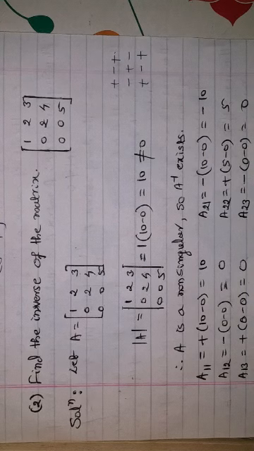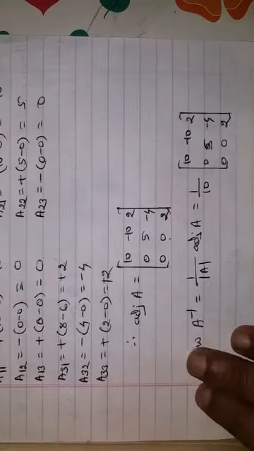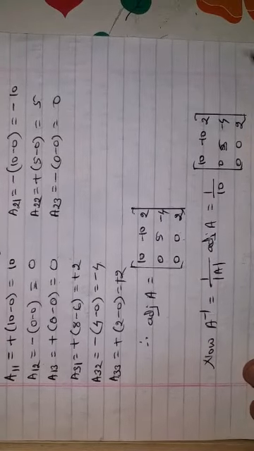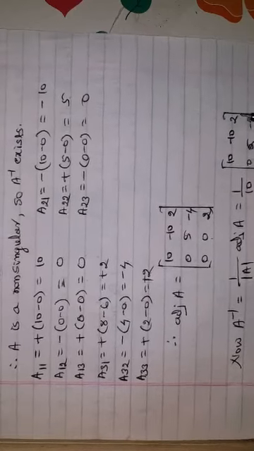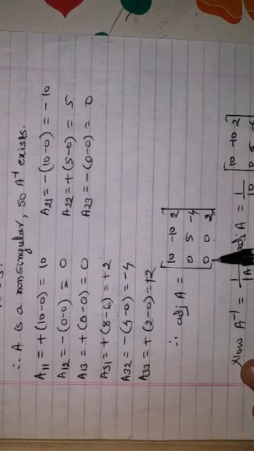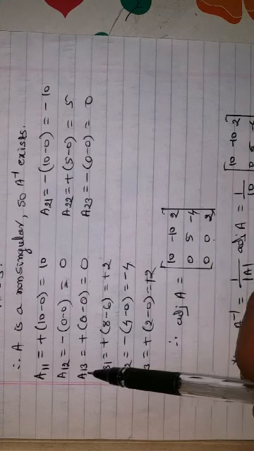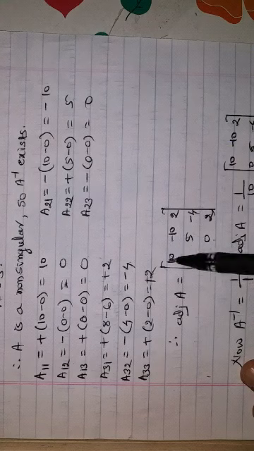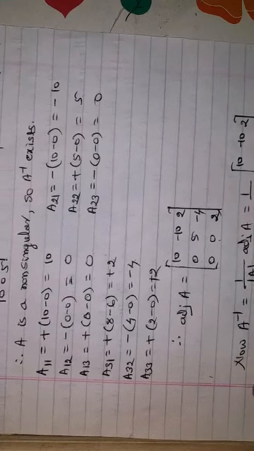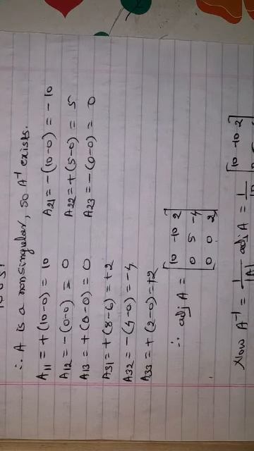Hence, the adjoint of the matrix is 10, minus 10, 2; 0, 5, minus 4; 0, 0, 2. You write as usual A11, a little below A12, a little below A13, meaning the vertical column you write directly. You apply this to find the adjoint of A by finding the cofactors of the elements. Then A inverse is equal to 1 upon modulus A into adjoint A.